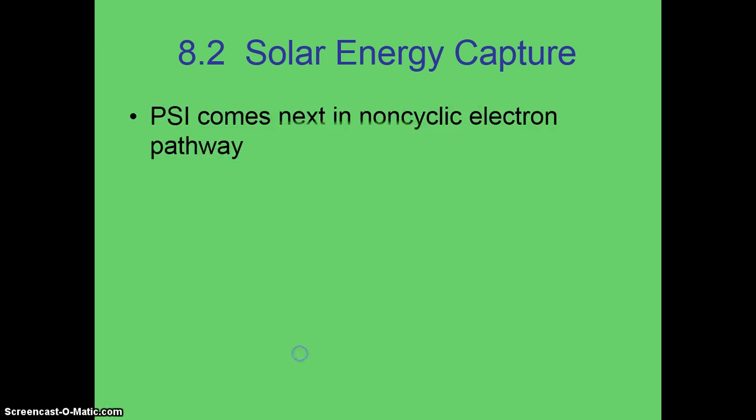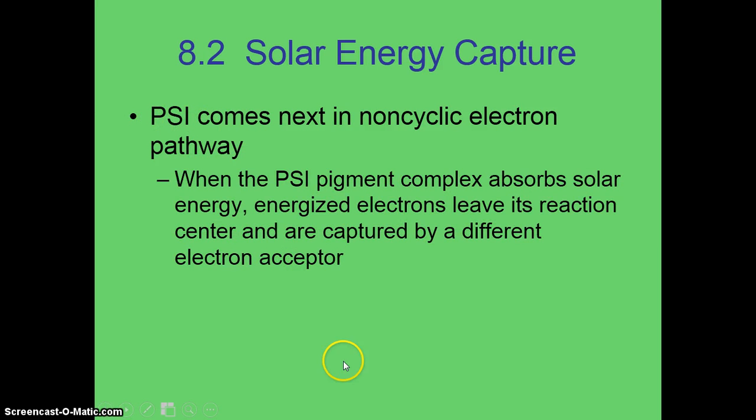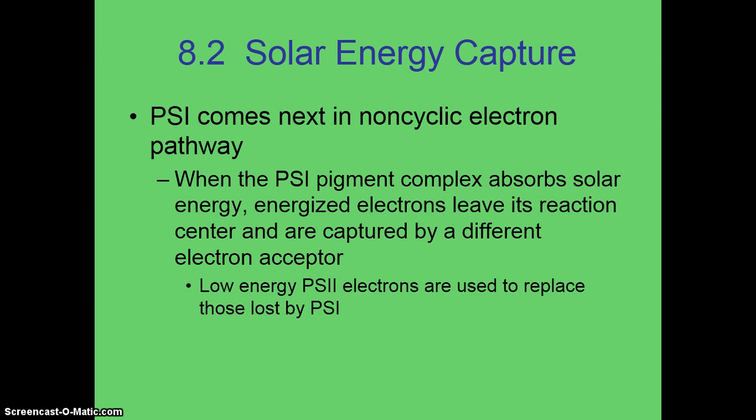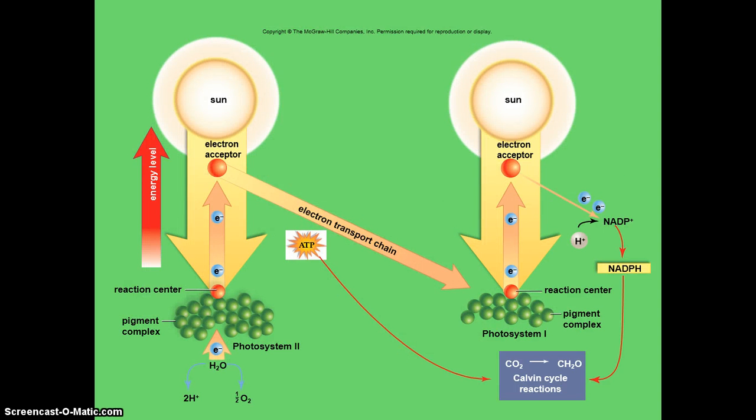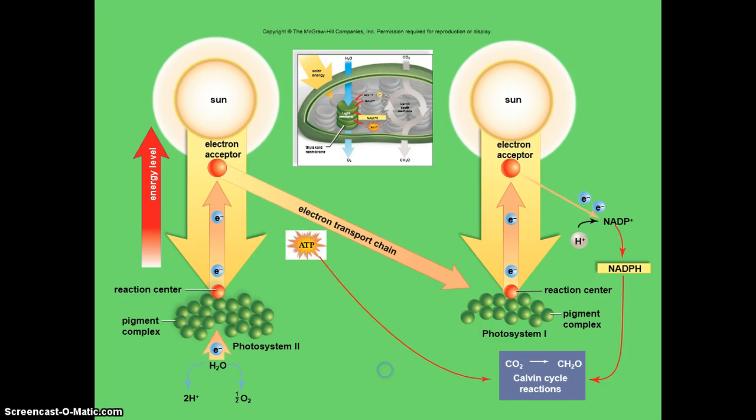The next thing in the non-cyclic electron pathway is photosystem 1. When the photosystem 1 pigment complex absorbs the energy from the sun, the electrons get energized and leave the reaction center, and they get captured by a different electron acceptor. The lower energy electrons from photosystem 2 are used to replace those that are lost by photosystem 1. The electron acceptor in photosystem 1 passes its electrons to NADP+, and that causes it to become NADPH. And here are just diagrams from your book that show this visually.